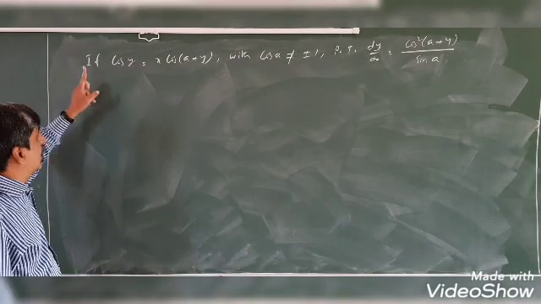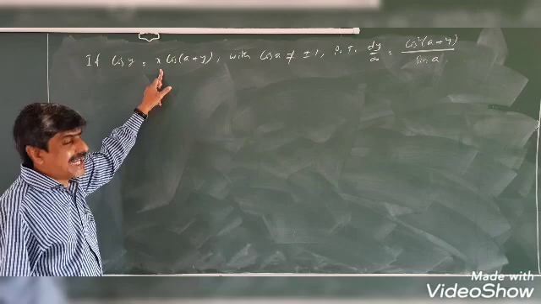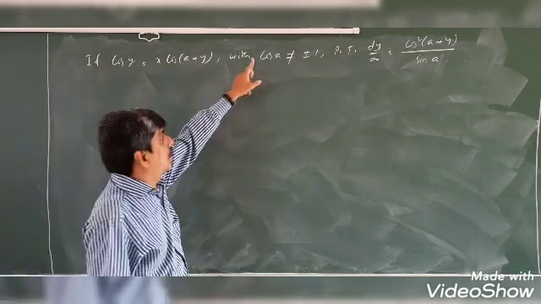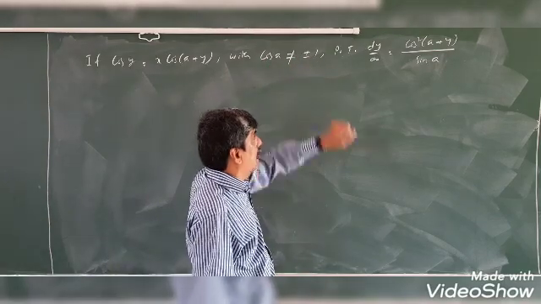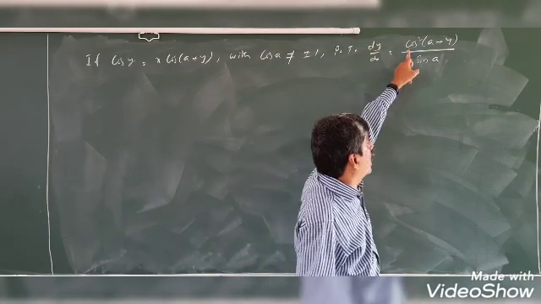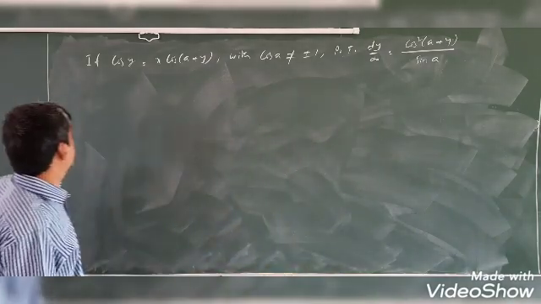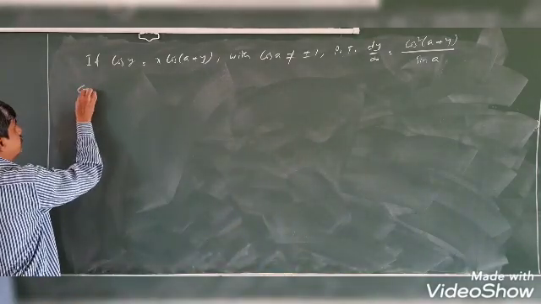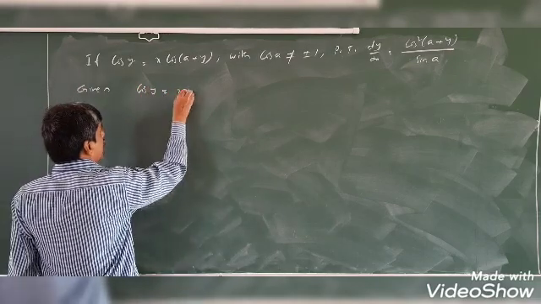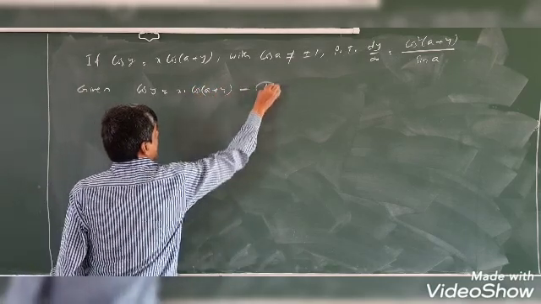Next problem. If cos y is equal to x into cos of a plus y, with cos a not equal to plus or minus 1, then prove that dy by dx is equal to cos square of a plus y by sin a. So given, cos y is equal to x into cos of a plus y.